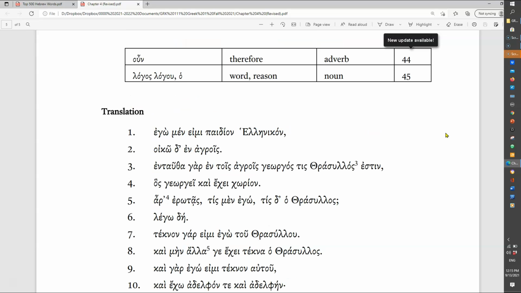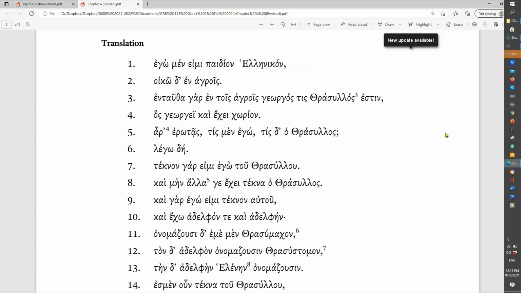Oun, post-positive word, it means therefore, so it will be one step deeper than you translate it. To translate it, you have to move it up one. And logos is word.